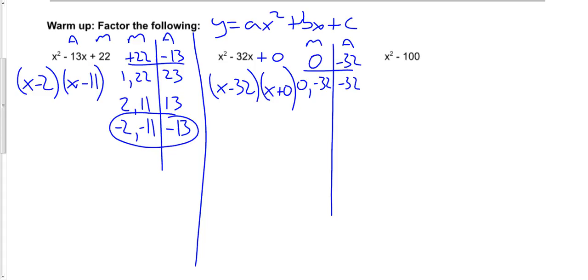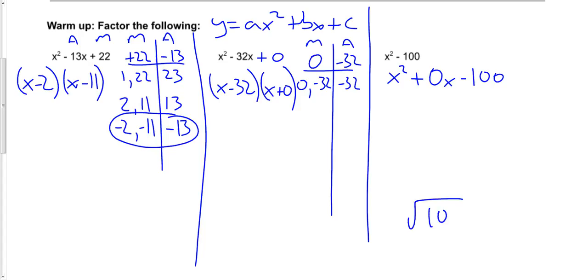And then finally, on the end here, we have x squared minus 100. We can write this out again as x squared plus 0x minus 100. In this instance, it's pretty straightforward, in the sense that because our b value is equal to 0, we take the square root of the positive form of the c value, and that's going to give us 10. So this is actually x plus 10 times x minus 10.